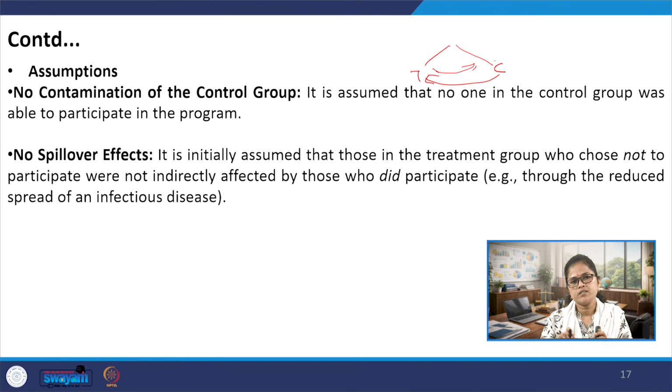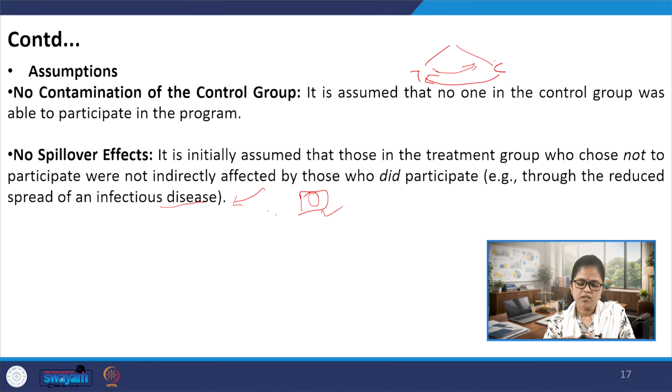And the second one is there are no spillover effects. That means it is initially assumed that those in the treatment group who chose not to participate were not indirectly affected by those who did participate. But in some examples, let's say there is a spread of an infectious disease, so vaccination programs were introduced, some participated and some did not want to participate, or the others do not even participate.